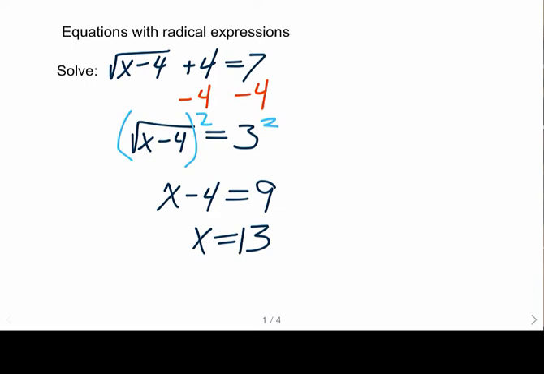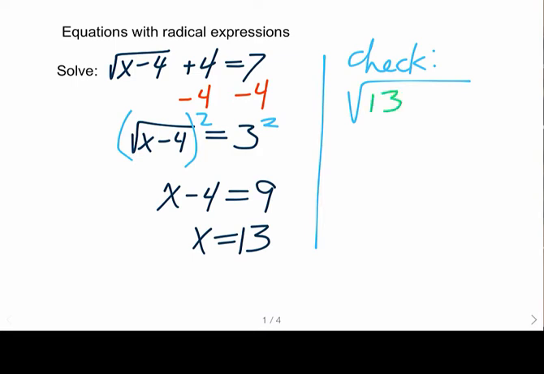When we square both sides of an equation, we have to beware what's called extraneous roots. These are solutions that you get by solving something that don't actually turn out to solve the equation. So it is a good idea when solving equations with square roots, or equations that you have squared, to check our solution, and that's going to be done by substituting the value 13 wherever we see x in the original equation. And so I'm going to check to see if the square root of 13 minus 4 plus 4 does indeed equal 7.